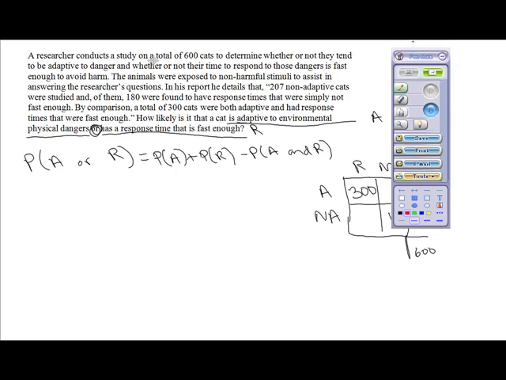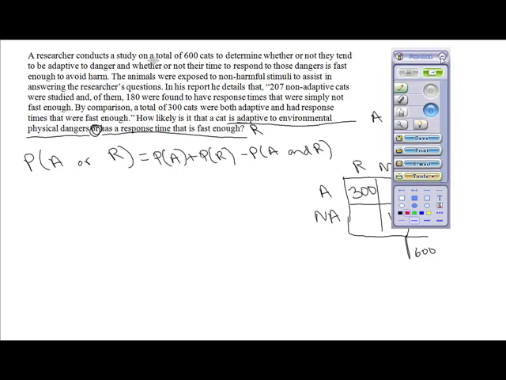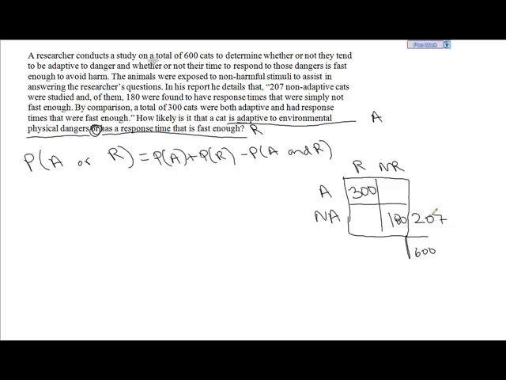Well, that's all the information we're given, so we're just going to go ahead and fill this in. It's always nice to fill things in just to make sure that the math works out correctly. Since we know that this has to add up to 207, well, 207 minus 180 means that the remaining 27 have to fall into this box right here. So 27 plus 180 has to equal 207. Similarly, these column totals have to add up to 600. We have 207 here, and 600 minus 207 is going to be 393. So that 393 plus 207 equals 600.